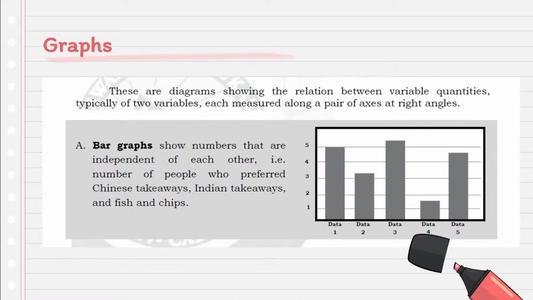Let's have the graphs. These are diagrams showing the relation between variable quantities, typically of two variables, each measured along a pair of axes at right angles. Let's have A, bar graphs. Show numbers that are independent of each other. Example, number of people who prefer Chinese takeaways, Indian takeaways, and fish and chips.